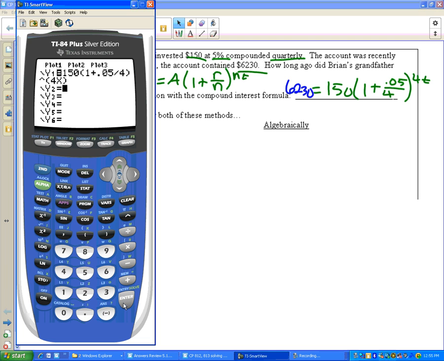Now my y2 needs to be the amount I want, $6,230, and I need these two to cross. If I hit graph right now, my window is nowhere near big enough. So I'm going to hit window. My x min, let's do -3. I just need a number below 0 so I can see the y-axis. My x max doesn't need to be too big. This is a certain number of years a grandfather is investing for his grandson. Let's do 15 for now. We might have to change that. Counting by ones is fine.